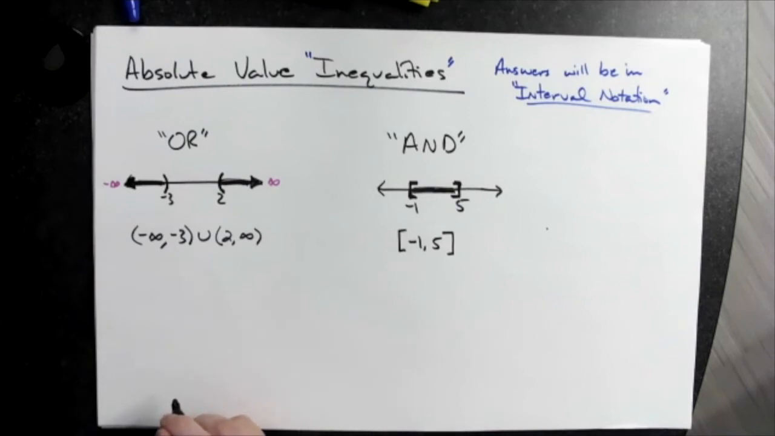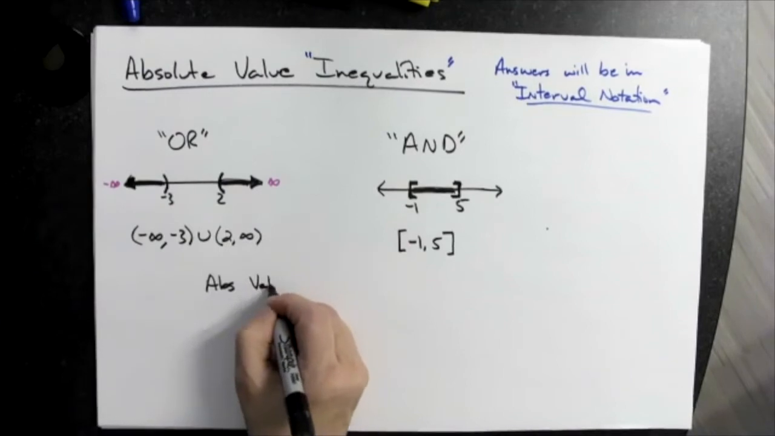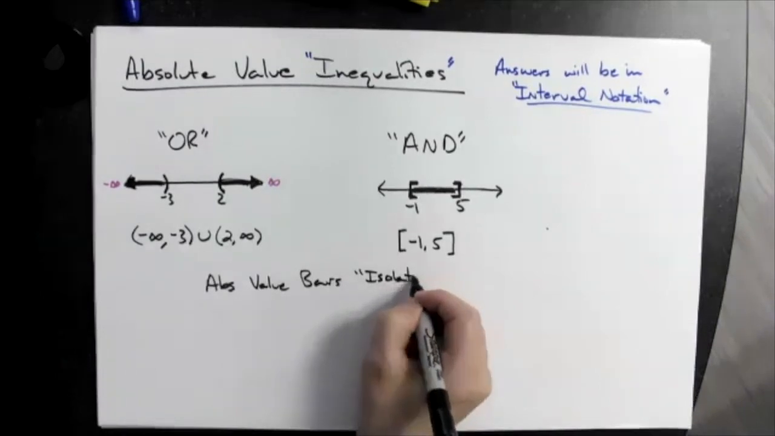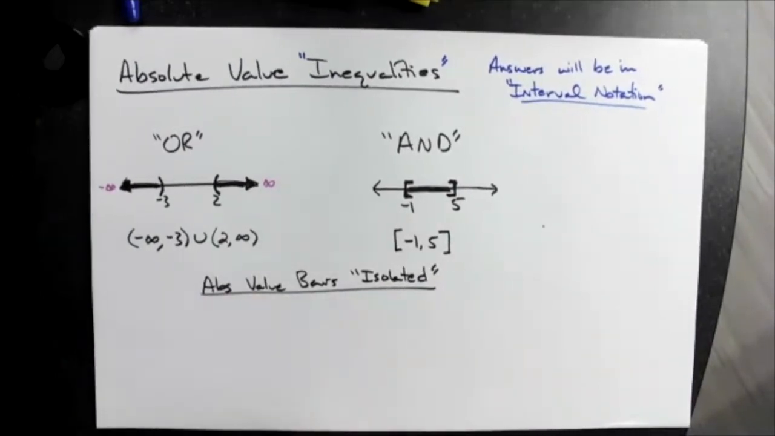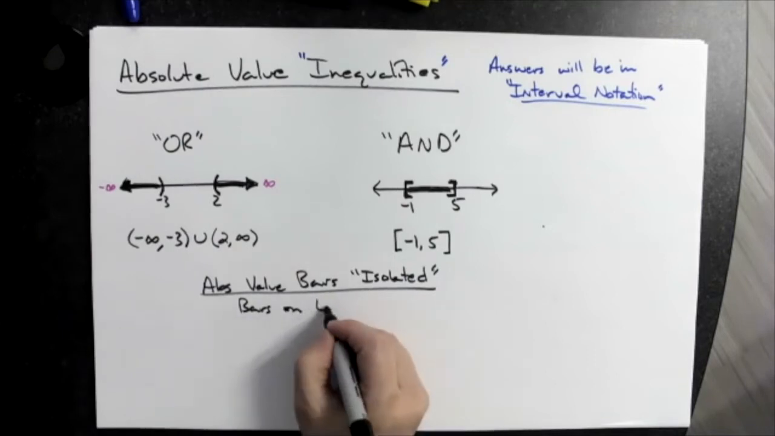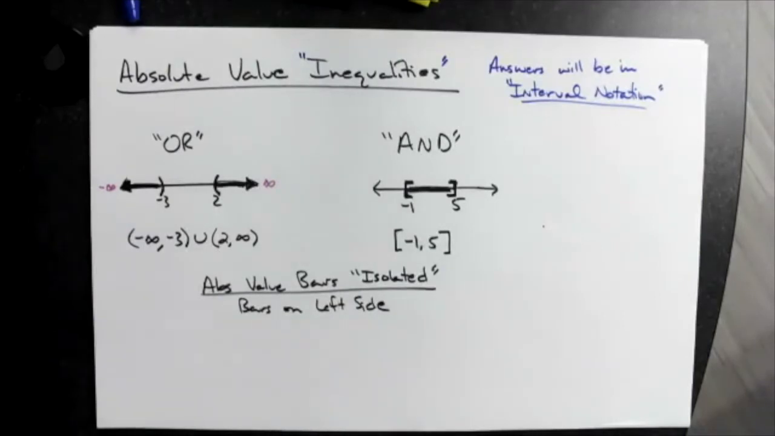Now, a quick, easy way to memorize whether you have an and or an or. Let's put absolute value bars isolated, because I do have to have them isolated for this trick to work. And on the left hand side, let's add the bars on the left hand side. Most of us like it on the left hand side. We like that x on the left hand side. We solve equations that way for the most part. Sometimes in high school, they always teach you to move all your x's to the left and all your numbers to the right. It just kind of works out that way.